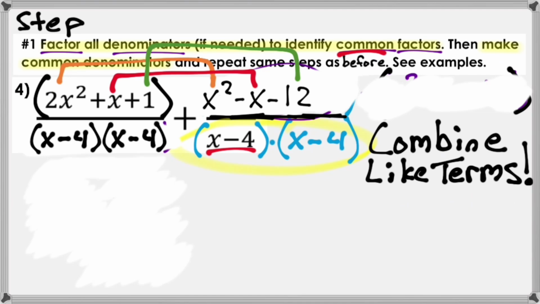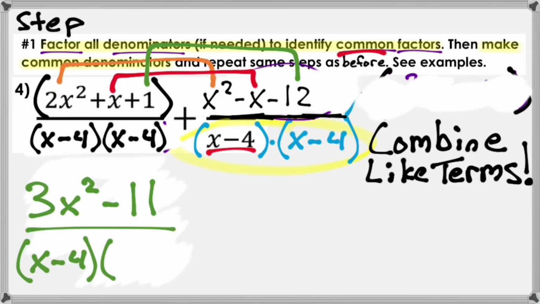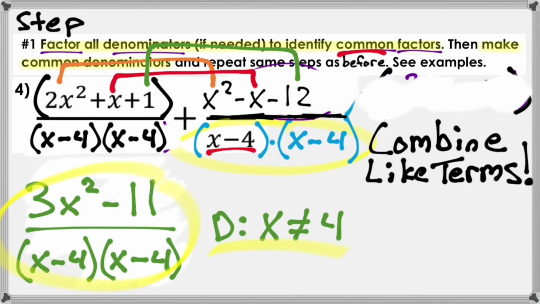These problems definitely can get busy. Do not be shy about writing out a lot of work and taking up a lot of space in the beginning, because organization is key. Take your numerators, combine all your like terms, you get 3x squared minus 11 when all of that combining is done.